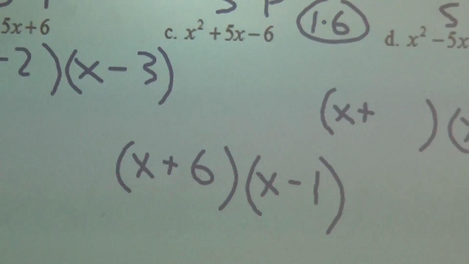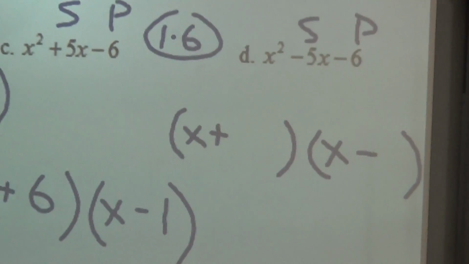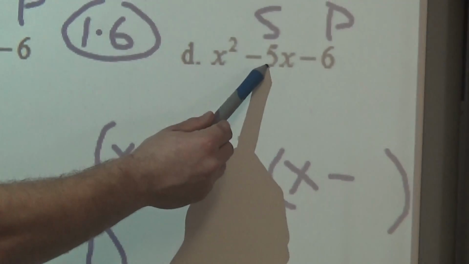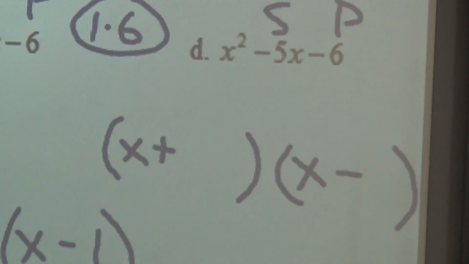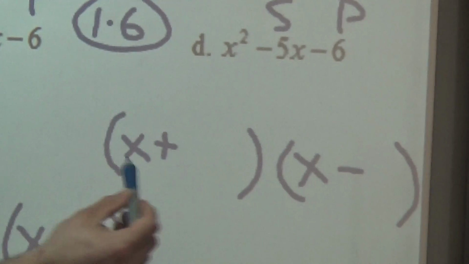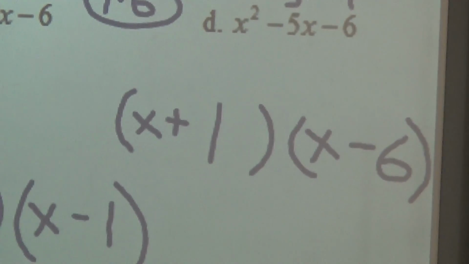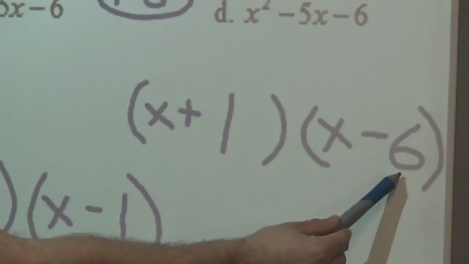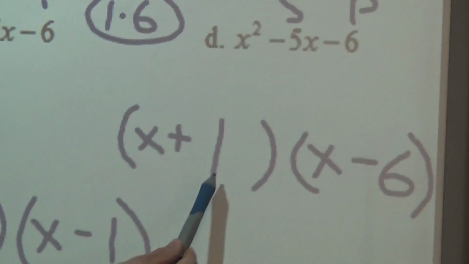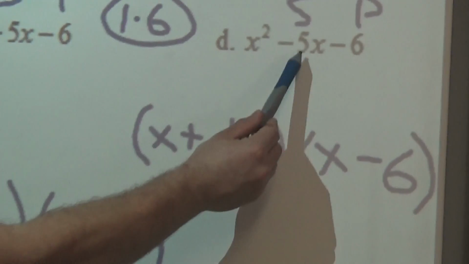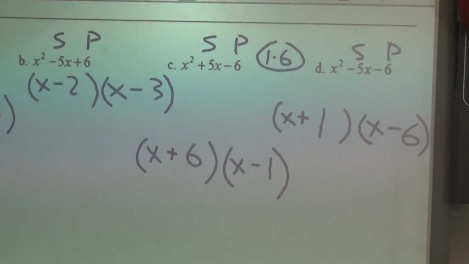Now, if we look at D, the only difference here is that it now adds to negative 5. So what that means is, now here the 6 will then be negative and the 1 will be positive. 1 times negative 6 is negative 6, and 1 plus negative 6 gives us negative 5. Very good.